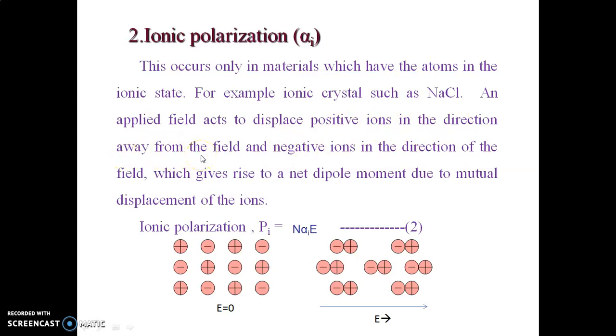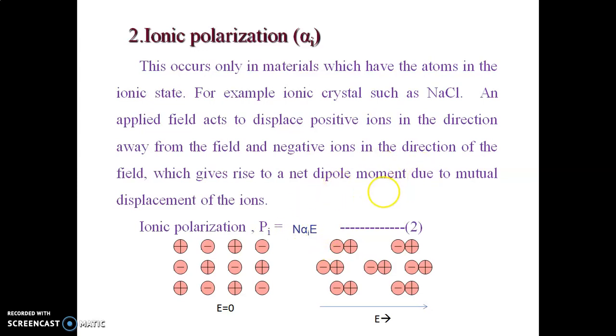Positive ions are moved away from the field, and negative ions in the direction of the applied field, which gives rise to a net dipole moment due to the mutual displacement of the ions. So the contribution of ionic polarization is given by again n into alpha I into E, where n is again the total number of atoms present in the material, alpha I is the ionic polarizability factor, and E is the strength of the applied field.